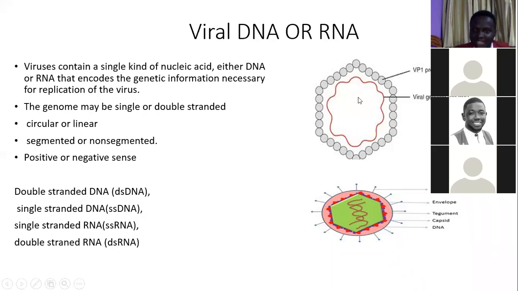It can be circular this way. You see, this one is circular. It's in the form of a circle. And this one is linear. So it can also be linear. And it could also have positive sense, or it will be negative sense. We will understand this one better when we are treating replication in viruses.